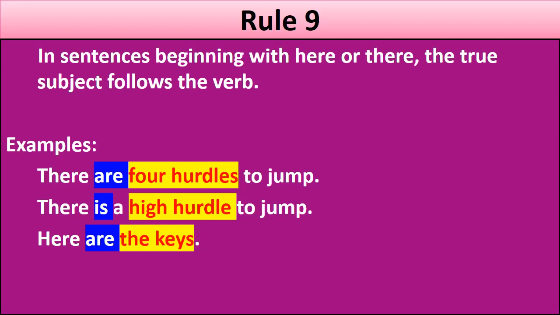Rule 9. In sentences beginning with here or there, the true subject follows the verb. For example, there are 4 hurdles to jump. So students, in these types of sentences, your subject comes after the verb. So according to the subject, you will have to provide the verb. There are 4 hurdles. Now the subject is 4 hurdles. That's why the verb provided is are.